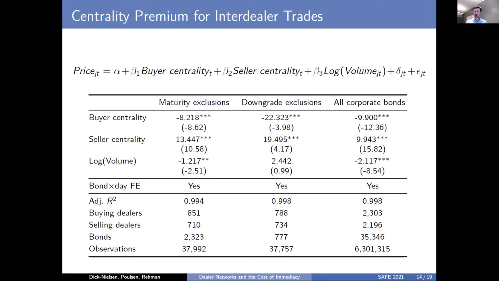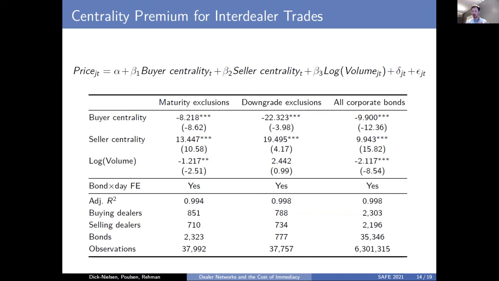So these two findings are consistent with the inventory management channel because core dealers have a comparative advantage in managing inventory risk. This allows them to charge lower transaction costs to their customers. But when these dealers are trading with each other in the interdealer market, because core dealers derive market power from their central position, they can extract more surplus when they trade with peripheral dealers, which is consistent with the interdealer centrality premium. So these two results are for trades where dealers are actively using their inventories.